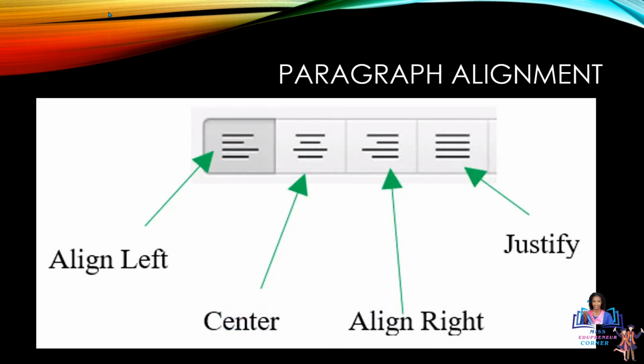So these are the paragraph alignments. If you want to align your document to the left, you're going to highlight the document and click that button that the arrow is pointing on, showing align left. If you want it in the center, you press the center one. If you want it to the right, or if you want it to be justified. So these are the 4 paragraph alignments that you can use to actually change the way in which your text will appear in the document.